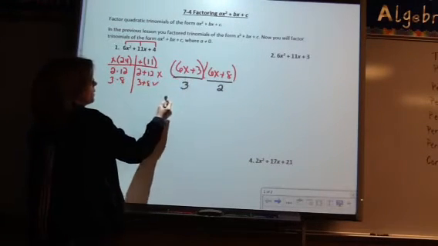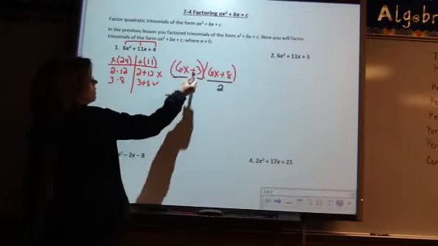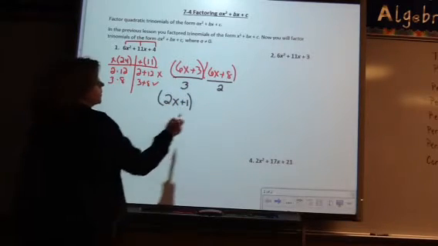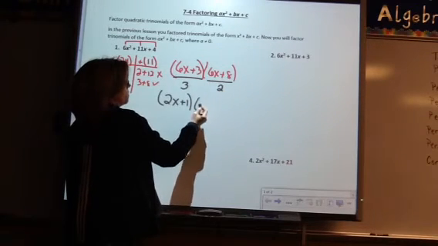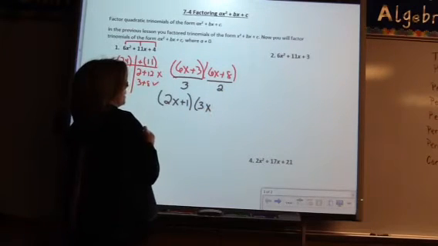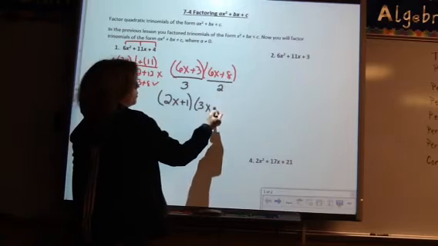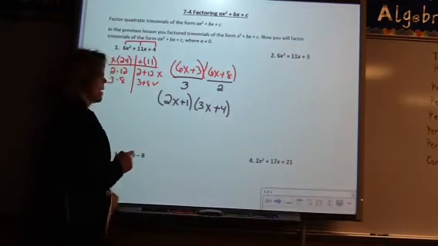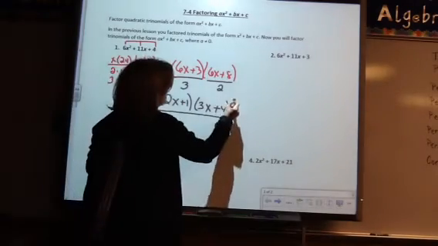So let's do this. 6 divided by 3 is 2x. 3 divided by 3 is a positive 1. 6 divided by 2 is 3x. 8 divided by 2 is a positive 4. Okay, can we cancel that out anymore? No. Now, so here's our answer.